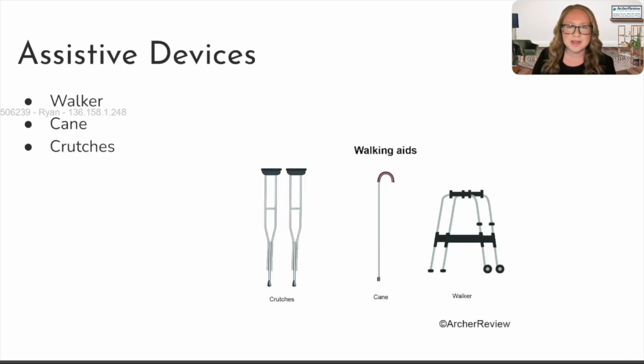The three main assistive devices I want you to focus on understanding are the walker, cane, and crutches. For each of these, you should be able to educate the client on how to properly and safely use them. Let's start with the walker.